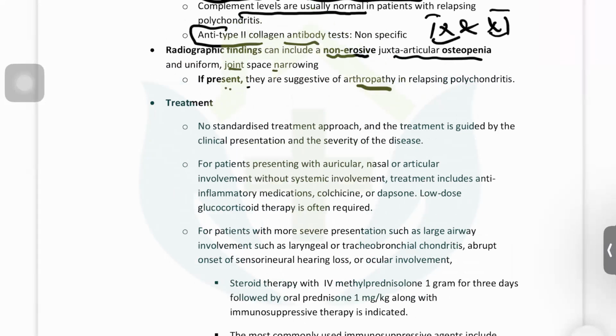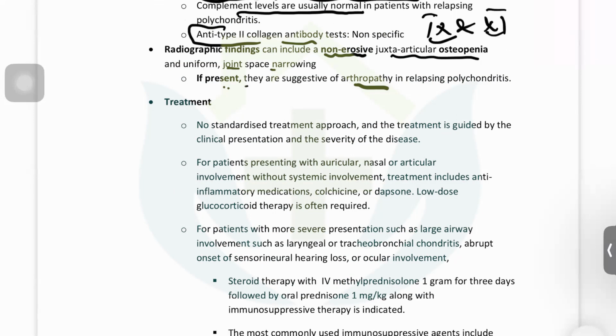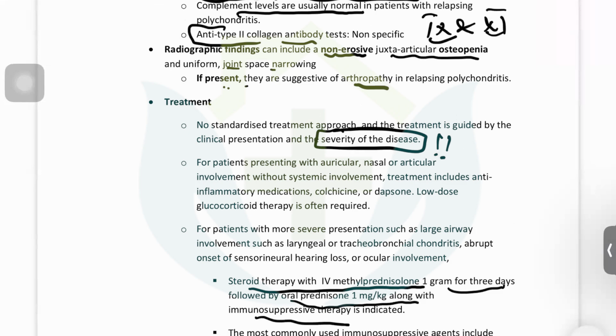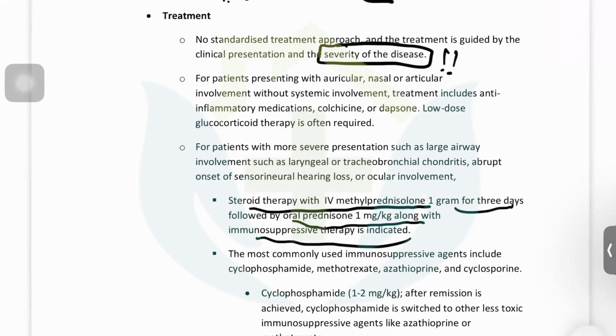The treatment basically is steroids. You have to remember that. You have to act fast and hit hard. Why? Because otherwise they can choke to death. So patients presenting with whatever symptoms, you have to stage the disease on the severity index. If it is a very severe disease, treat them with IV methylprednisolone, 1 gram for 3 days, followed by oral prednisolone along with immunotherapy if it is required.